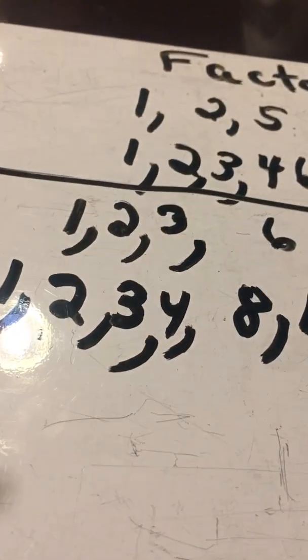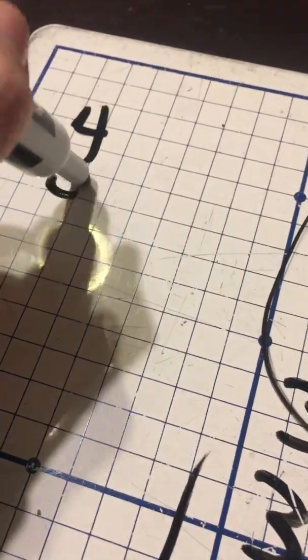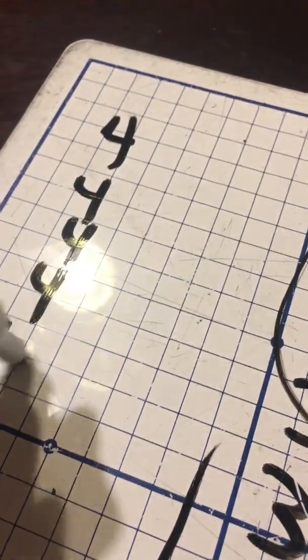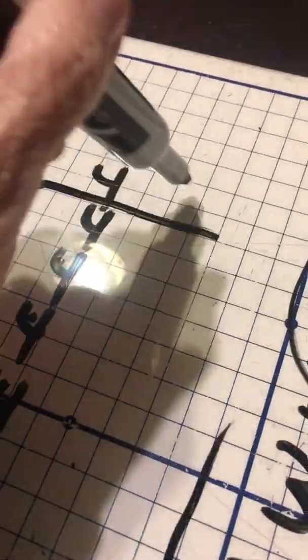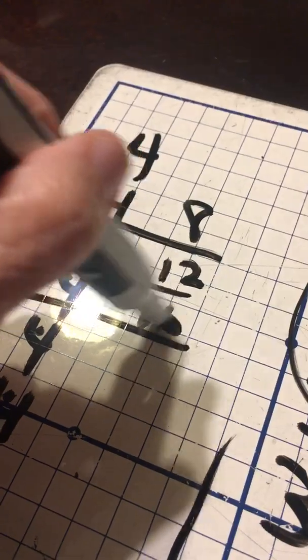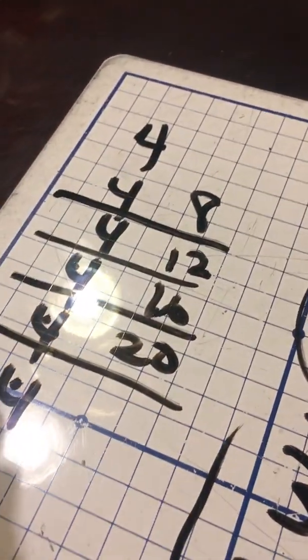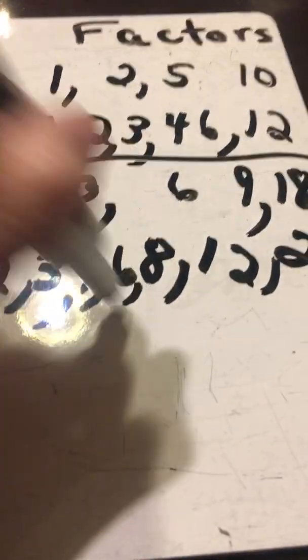And yes, 4 works. 4 times what will give you 24? If you don't know, you say, how many 4's would it take to make 24? 1, 2, 3, 4, 5, 6. Let's see. These two make 8. And then 4 more would be 12. 4 more would be 16. 4 more would be 20. And 4 more, 24. So how many was that? 1, 2, 3, 4, 5, 6. 6 4's. So 4 times 6 is 24.